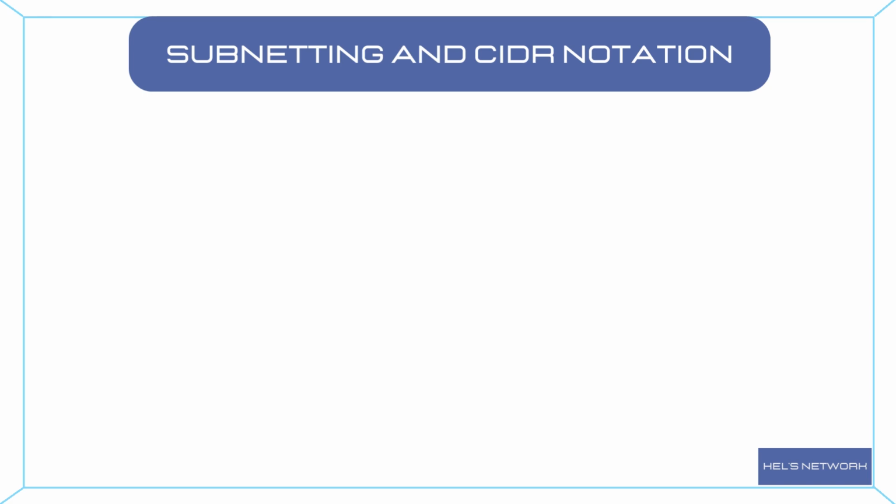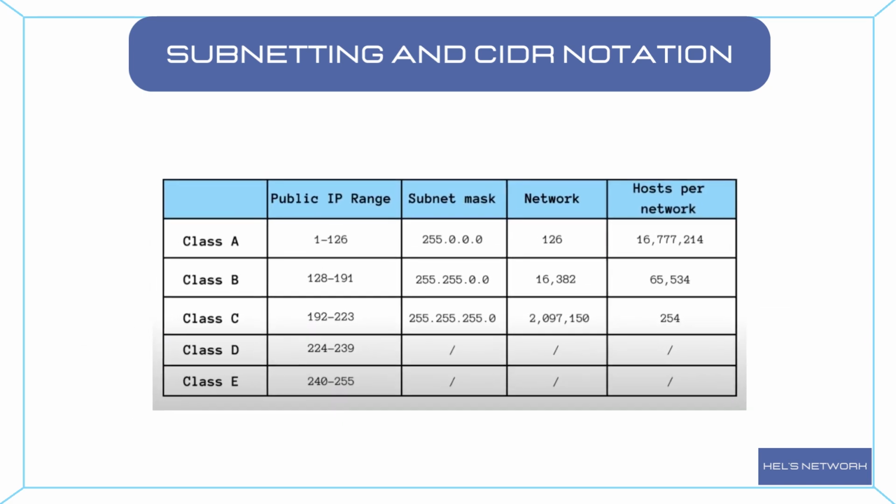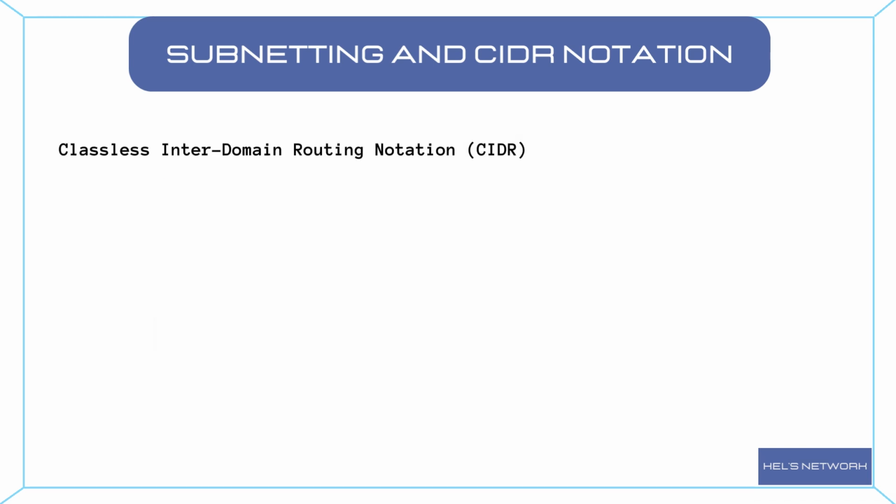In the past, IP addresses were classified into classes, based on their network and host bits. However, this led to inefficient utilization of IP addresses and routing table complications. CIDR Notation solved these problems by introducing a more flexible and efficient approach.